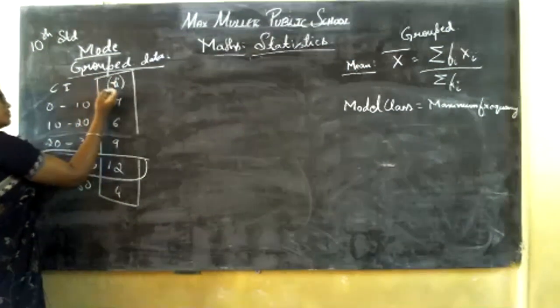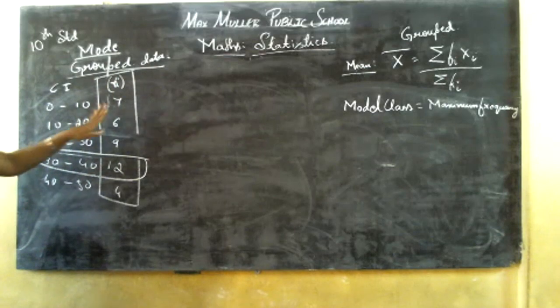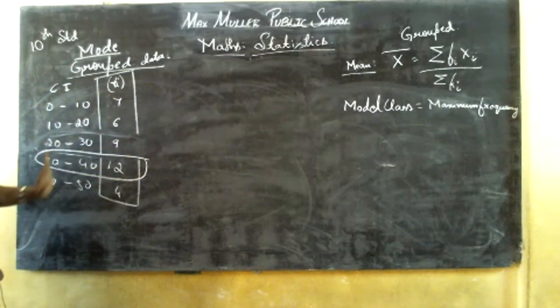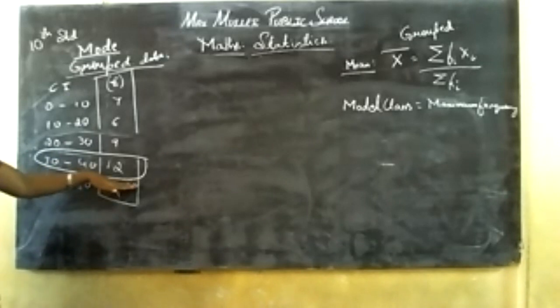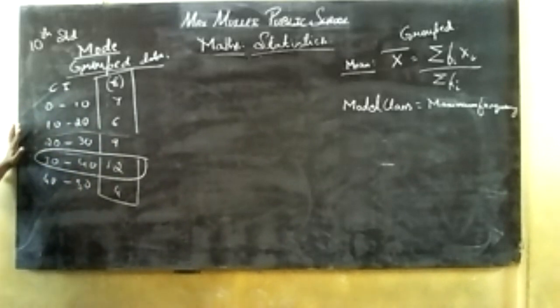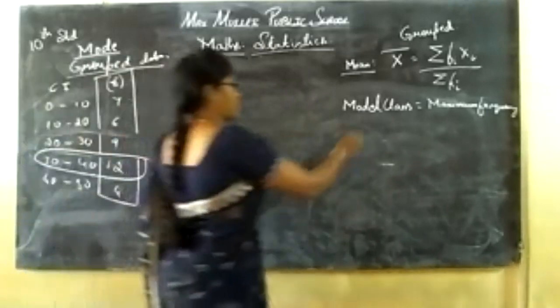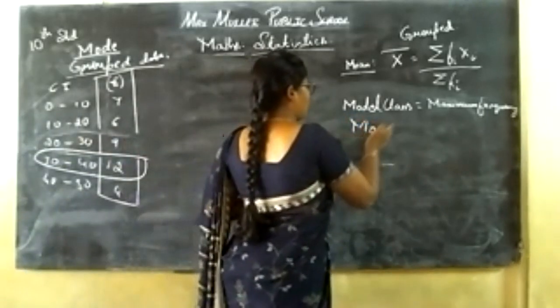Clear? So now let me take it as 7 itself. What is the modal class? What are you going to take? It is the maximum frequency, that is 12. Clear about this? Now you have chosen the modal class. Now what next? Next comes the formula to find the mode.